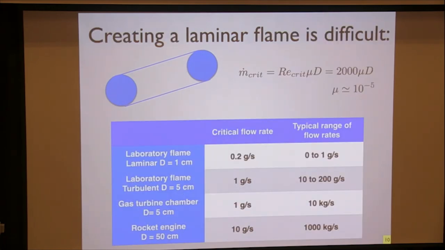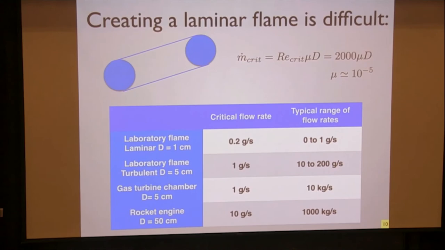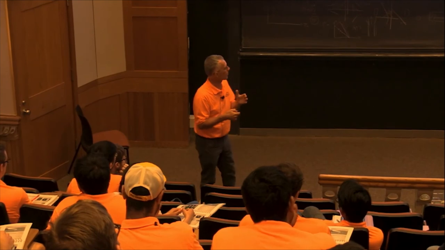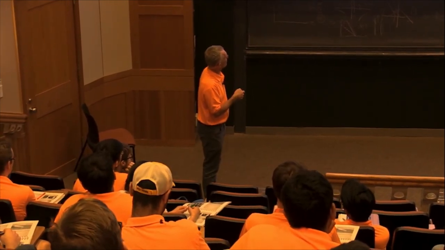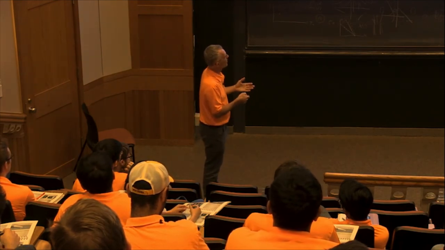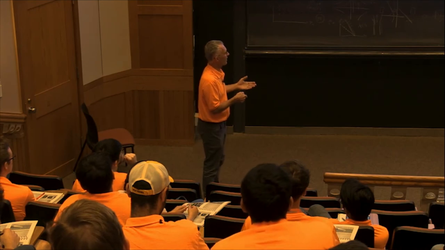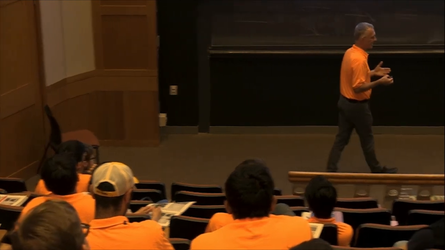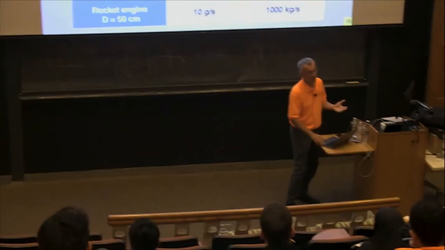I have listed here a few flames. If you do a laboratory flame with a tube of 1 centimeter, the critical flow rate is 0.2 grams per second. So if you are beyond 0.2, it will be turbulent. In my lab, we may be able to do a laminar flame, but it's very difficult. You have to be very careful. But then if you go to a flame where you have a 5 centimeter tube with reasonable values of flow rates, it will always be turbulent. And of course, to be laminar in a rocket engine will never happen. So it's clear that in most tubes, the flow will be turbulent, so the flame will be turbulent.